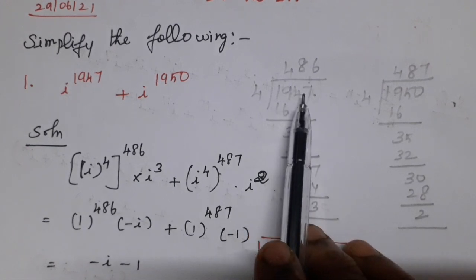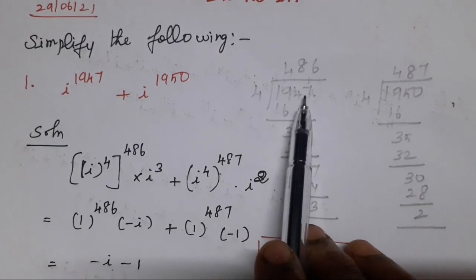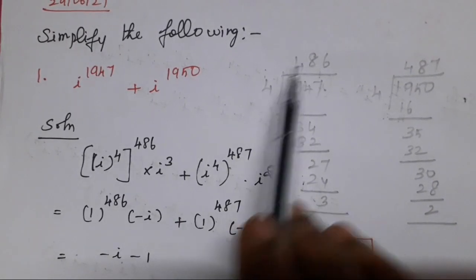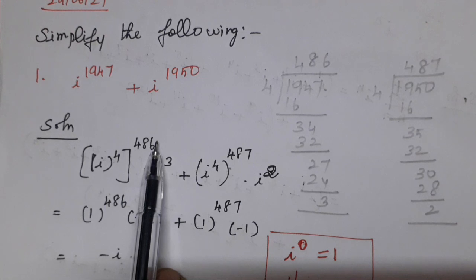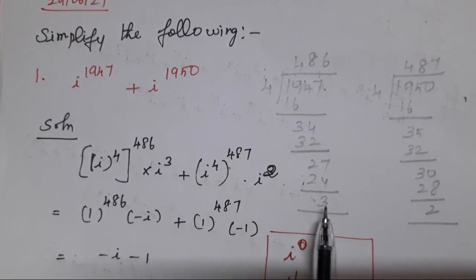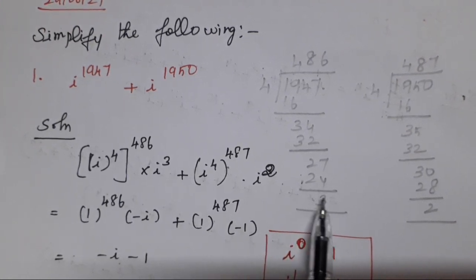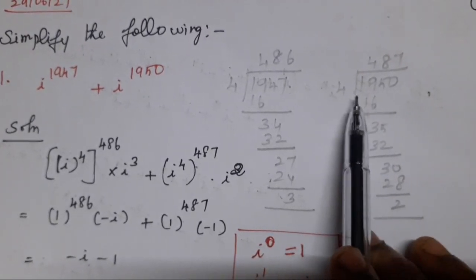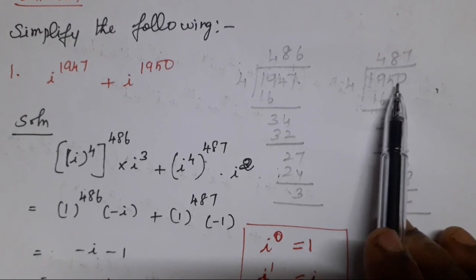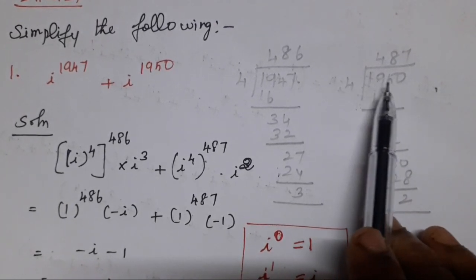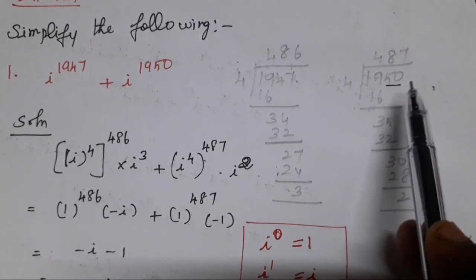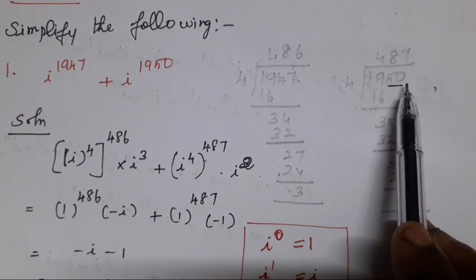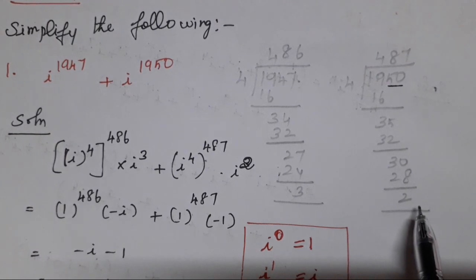4 into 486 is 1944. So we rewrite this as i power 4 whole power 486 into the remainder term, i power 3. Similarly, see this division also, 1950. If you want to divide, not the whole number, take the last 2 digits, enough for you. 50 divided by 4: 12 fours are 48. The balance is 2. That is the remainder 2.